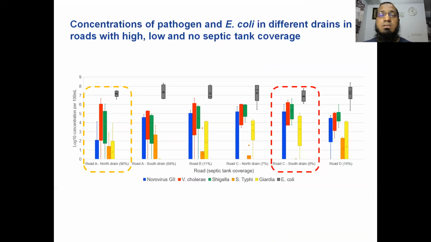This graph shows the latrine coverage and the septic tank coverage of different drains. I would like to highlight the 90% coverage versus no drainage coverage, septic tank coverage here. There is a reduction of certain pathogens after the 90% coverage of septic tanks, but the overall concentration didn't reduce much after this investment, after the installation of the septic tanks.